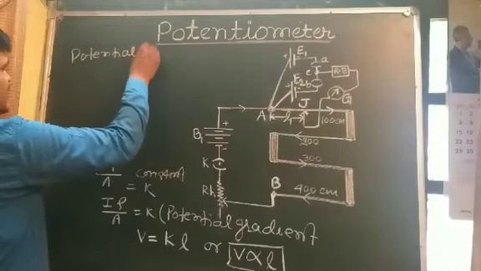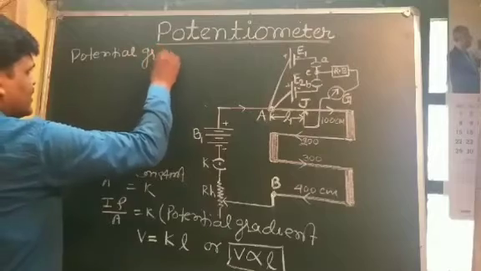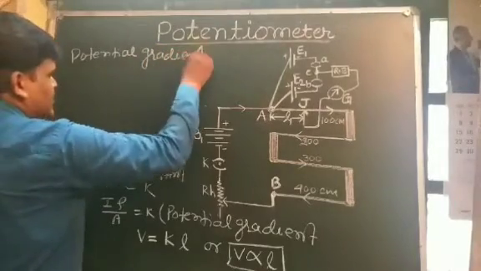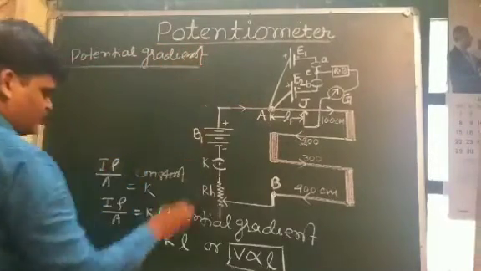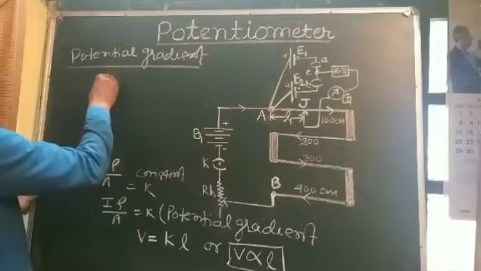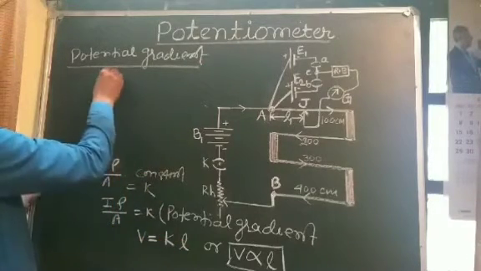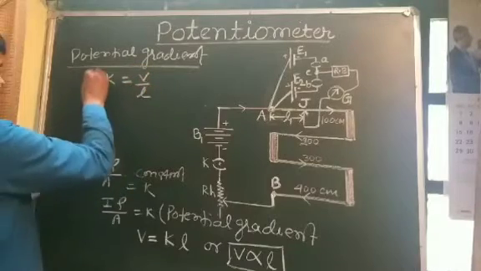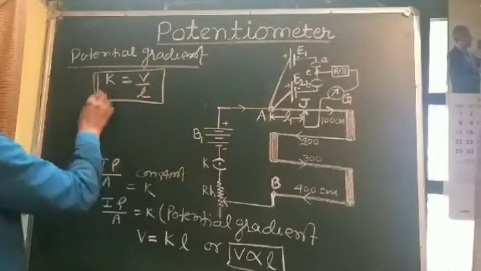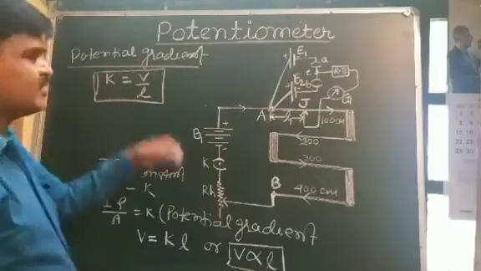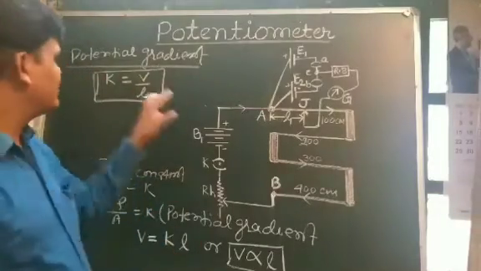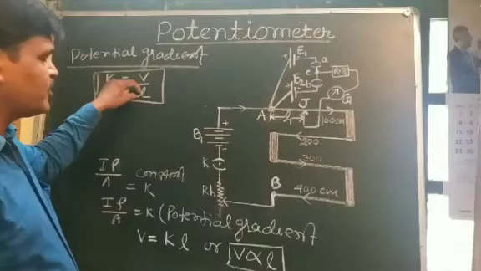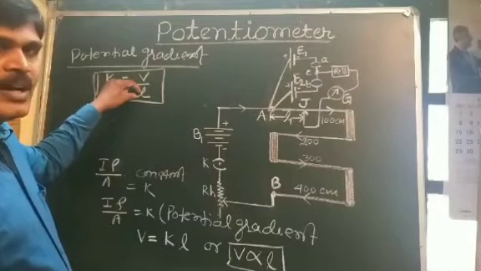Potential gradient. What is potential gradient? Students, we know that V equals KL, so K equals V by L. So potential gradient K equals V by L. Potential gradient can be defined as fall of potential per unit length of the potentiometer wire.